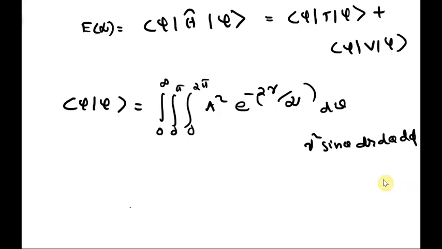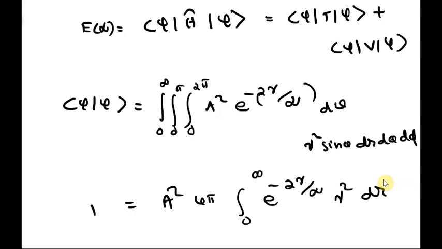Okay, so this is the normalization, so it equals 1, A square. As the function really does not have any theta phi dependence, if you integrate over theta and phi, that will produce 4 pi. And on the r dependence you have 0 to infinity, e raised to minus 2r by alpha, you have this r square dr.